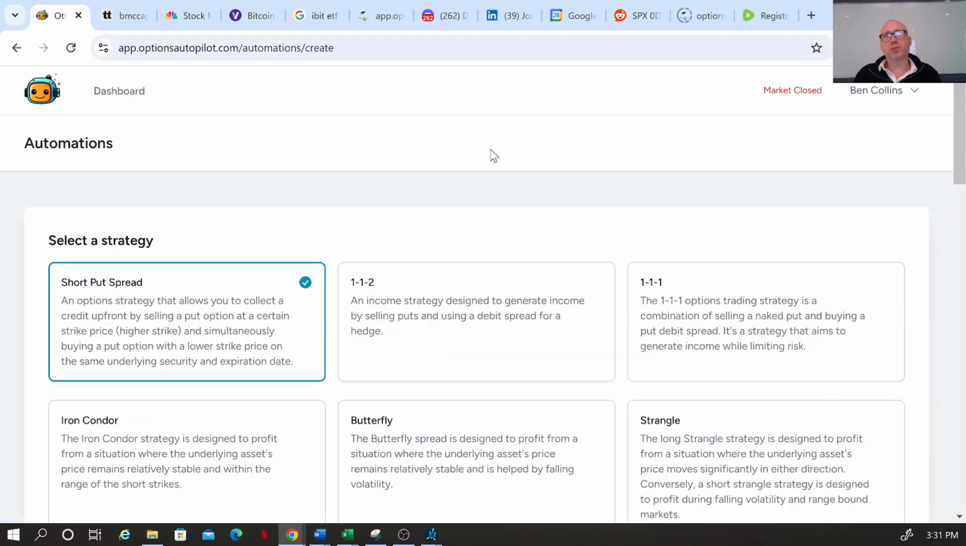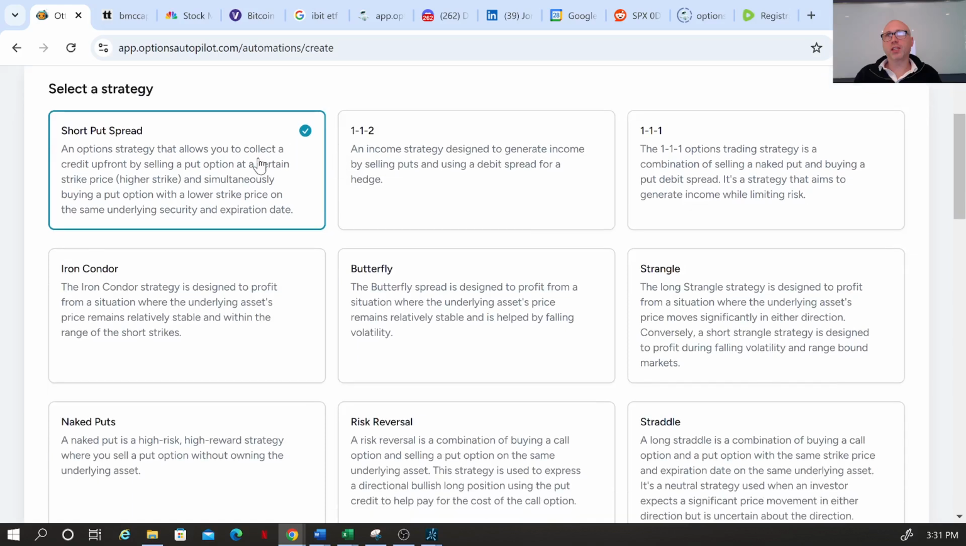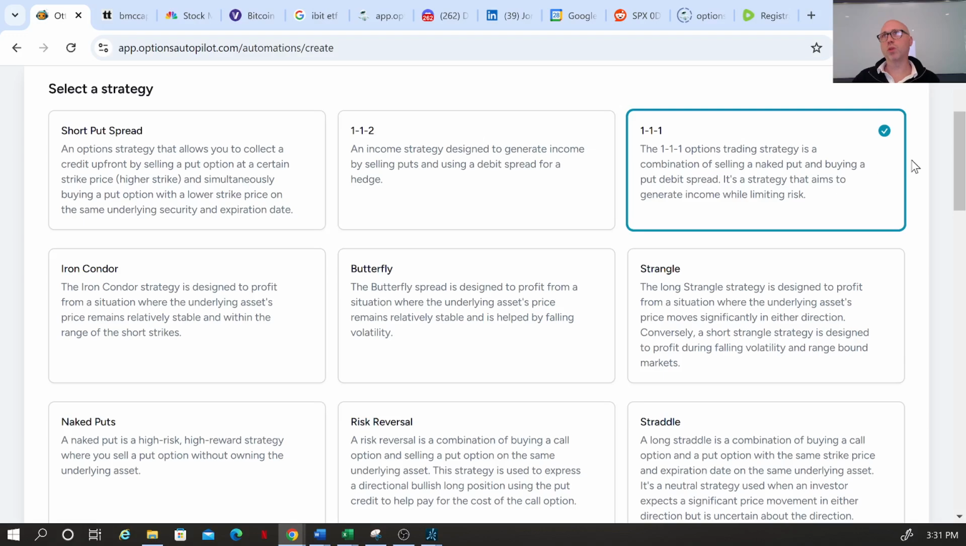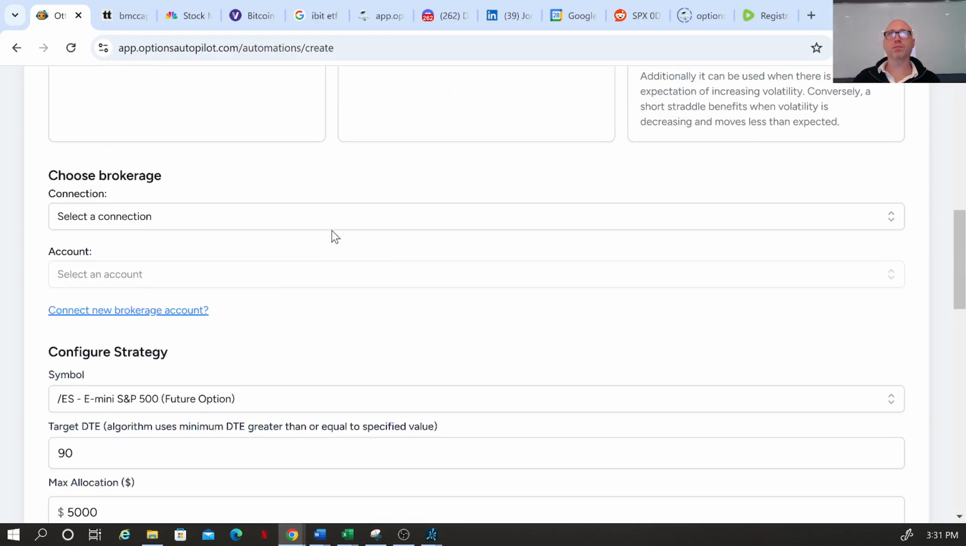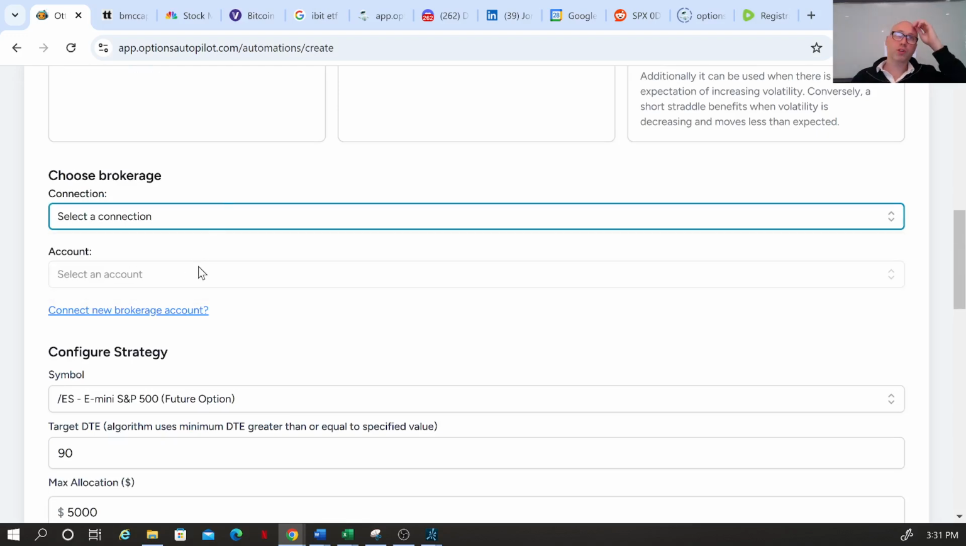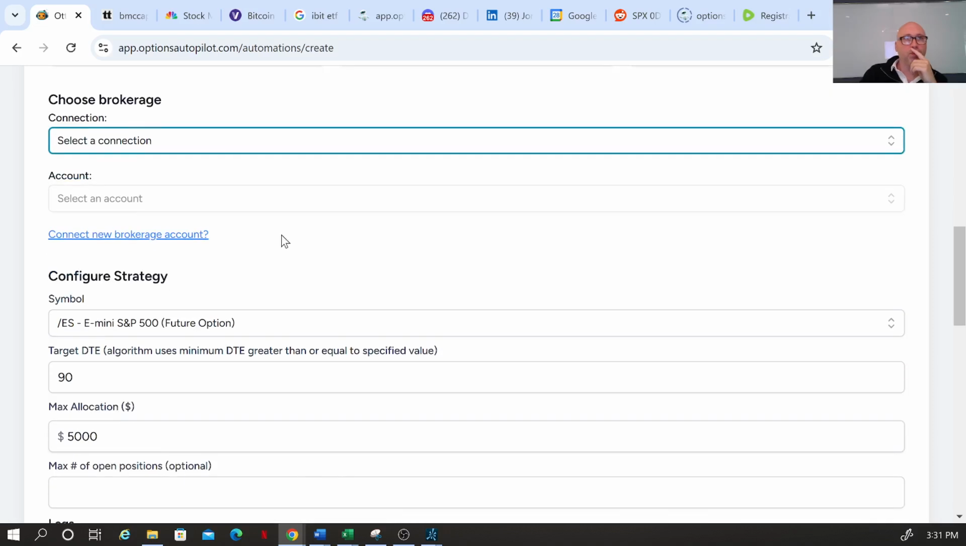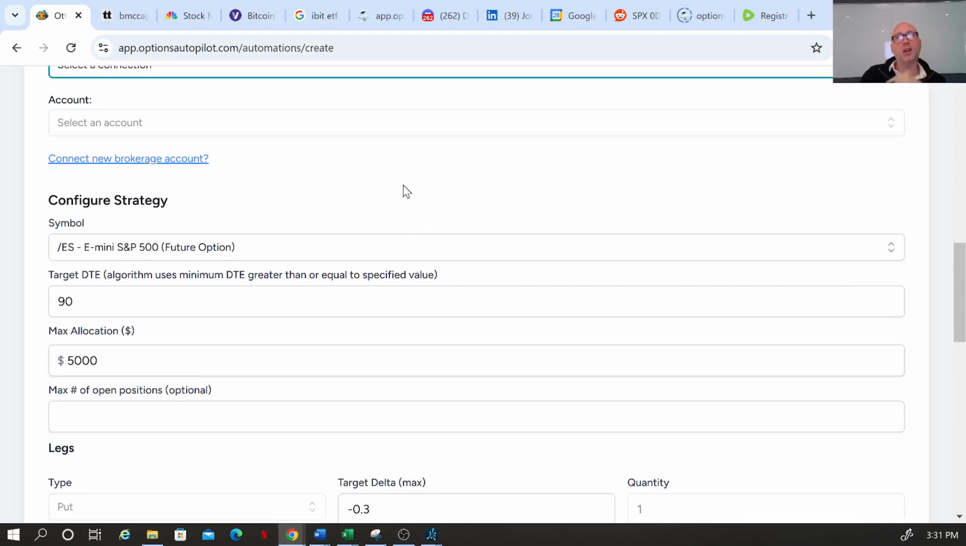You just go to Create Automation. You can go to our strategy kind of template database and choose an applicable strategy. In this instance, we're doing the 111, choosing the 111 template. You would choose your underlying brokerage and choose your applicable account. Obviously, you can connect to a new one. I did the ES on this one.